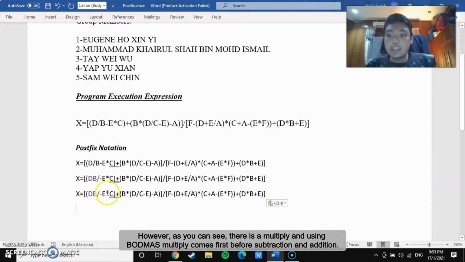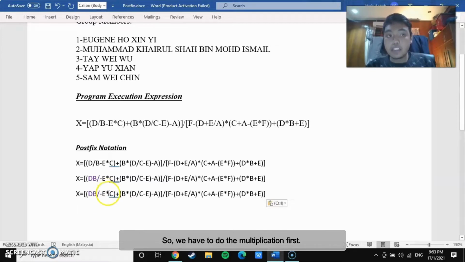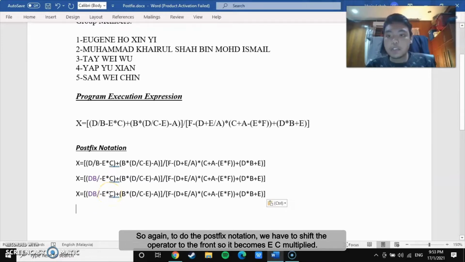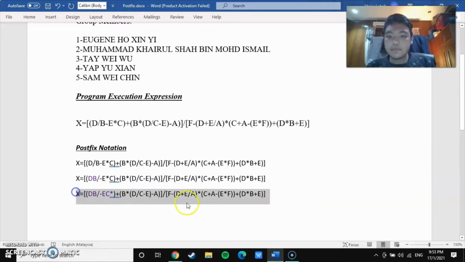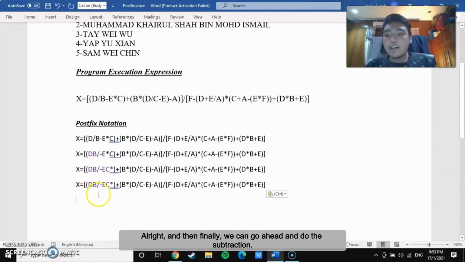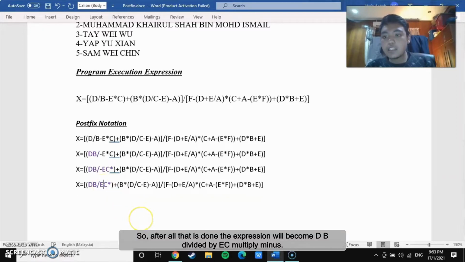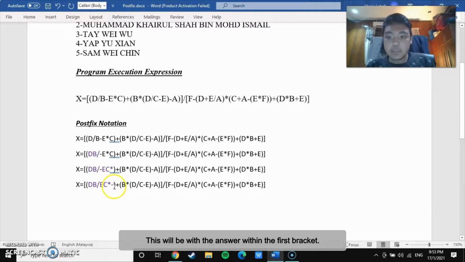However, as you can see, there is a multiply, and using BODMAS, multiply comes first before subtraction and addition. So we have to do the multiplication first. Again, to do the postfix notation, we have to shift the operator to the front. So it becomes EC multiply. Alright, and then finally, we can go ahead and do the subtraction. After all that is done, the expression will become dB divided by EC multiplied minus. This is the answer within the first bracket.